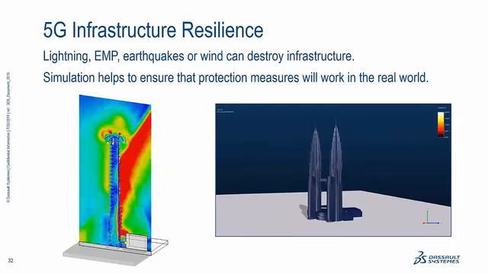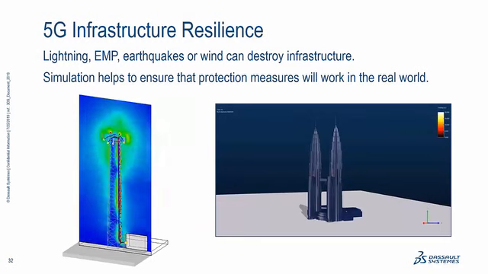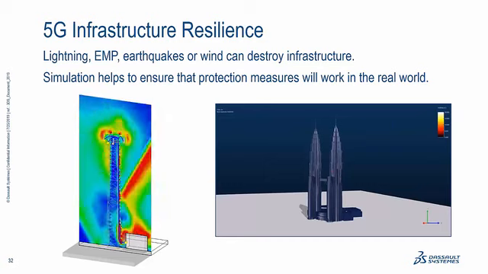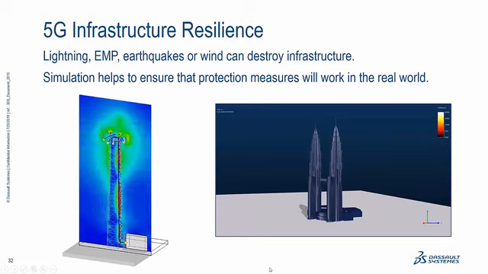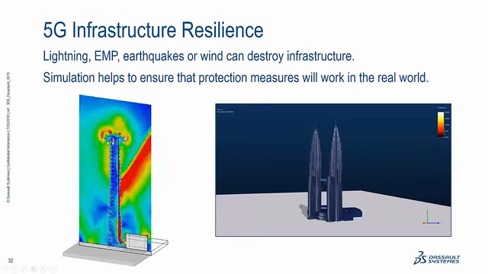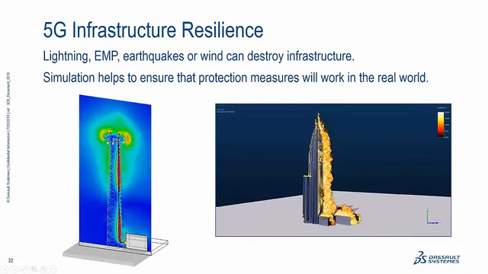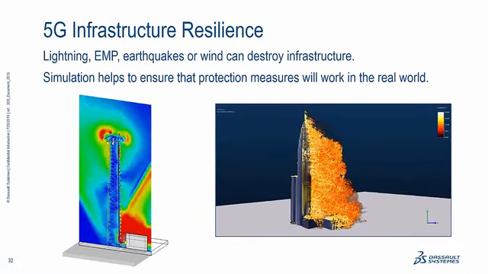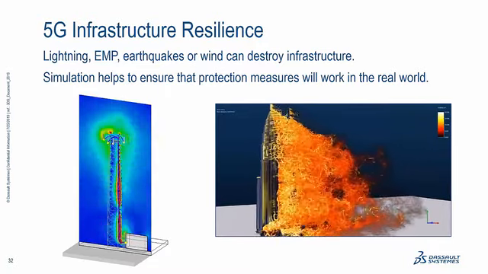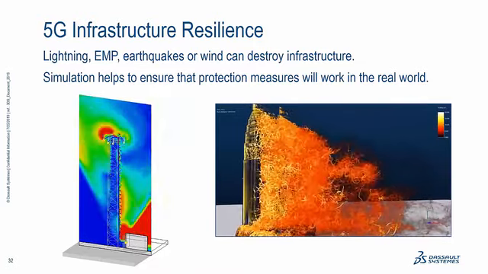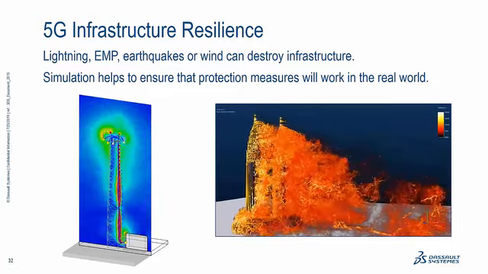And of course, the base station infrastructure is not only related to antenna design. Infrastructure needs to be protected against lightning strike, against electromagnetic pulses, but also against things like earthquake or wind. On the left here you see the exposure of a base station to the electromagnetic pulse, which we can understand by simulation. On the right, we see the wind velocity around a large building, the Petronas Towers in this case. So simulation allows you to not only do the antenna design and the component design, but to understand what's going to happen to those components when they're placed in the real world, as Jonathan mentioned earlier.